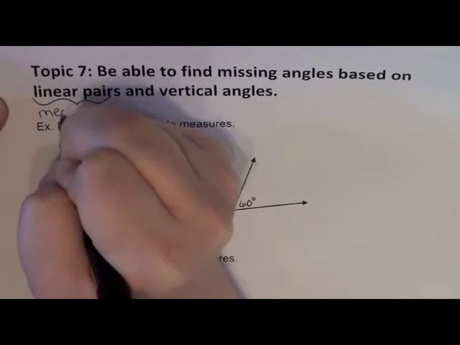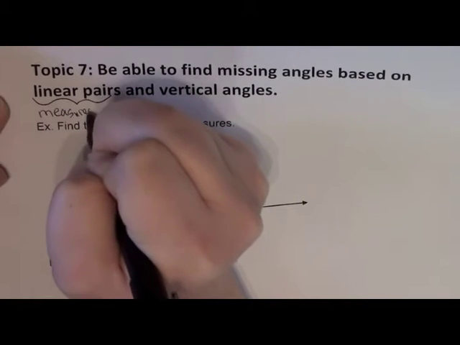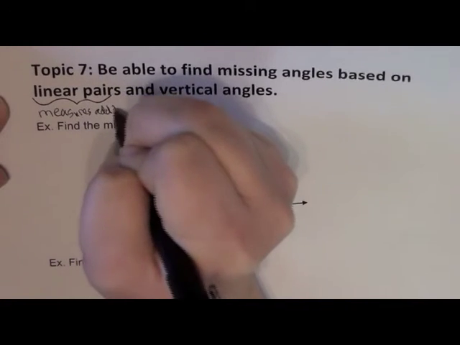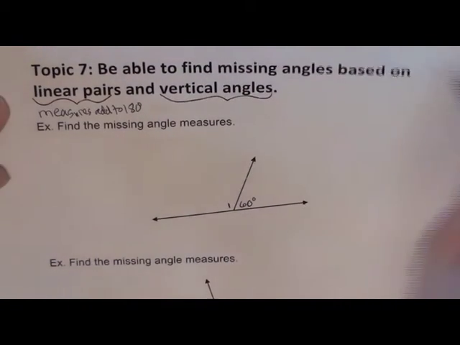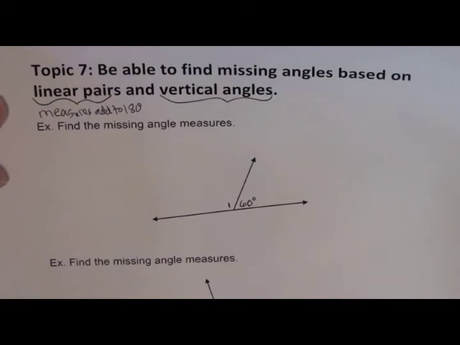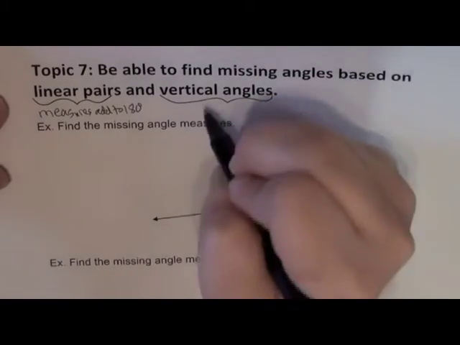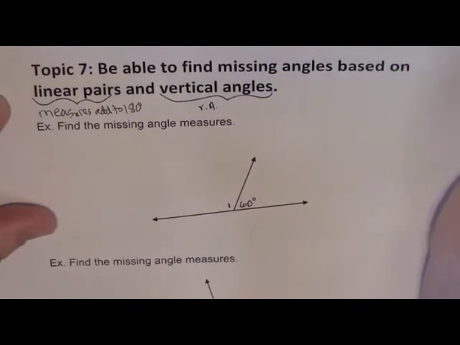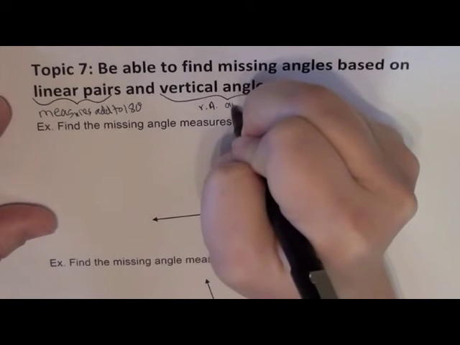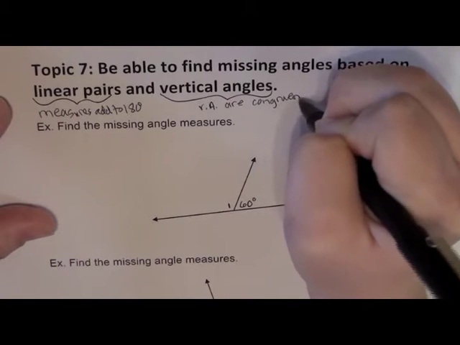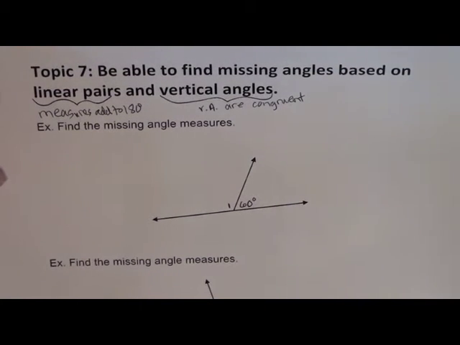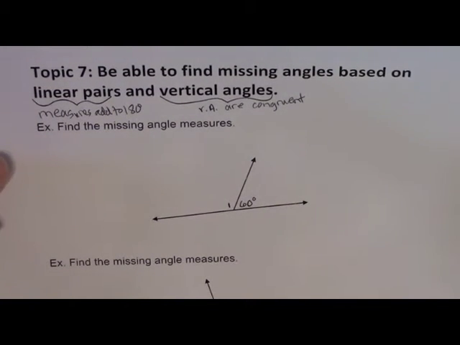So for a linear pair, the measures add to 180 degrees. Vertical angles, that's when you're going to see some sort of an X in your picture. They do need to be two lines making the X. And here, vertical angles, often abbreviated VA, are congruent. So if you have vertical angles, they are automatically congruent.